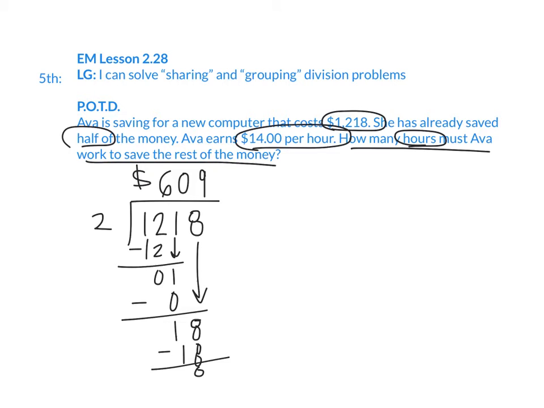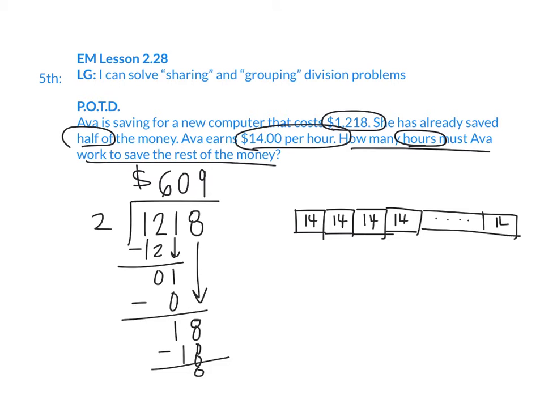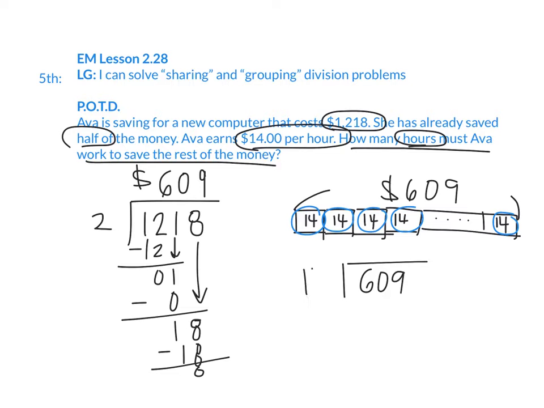If she makes $14 per hour, that means that in 1 hour she would make $14. In another hour, she would make $14. In another hour of working, she would make $14. Another hour would be $14, and so on and so forth, until she makes enough 14-hour groups that she has $609 altogether. So we're trying to find out the number of groups, or the number of work hours, that she needs to have. And so this is a grouping division problem. And we can solve it by doing 609 divided by 14.